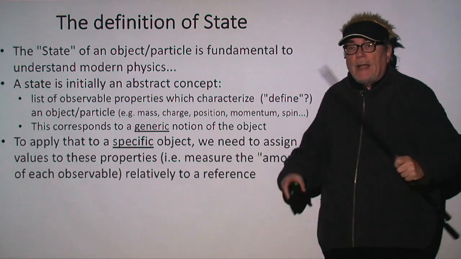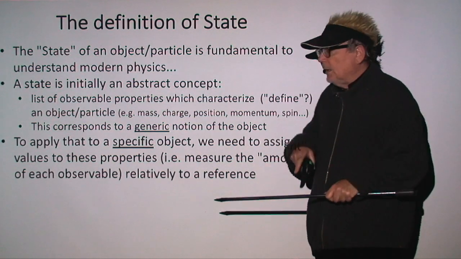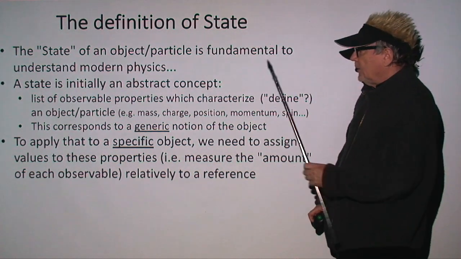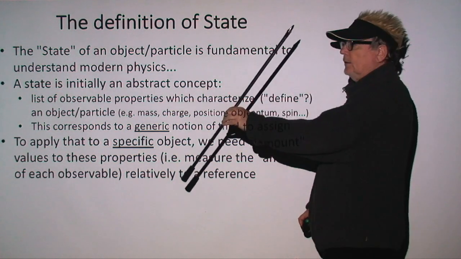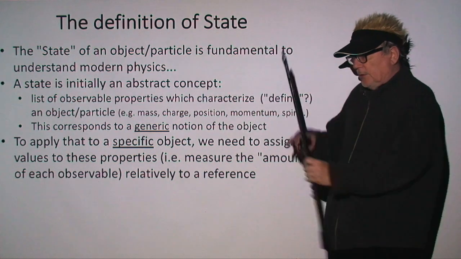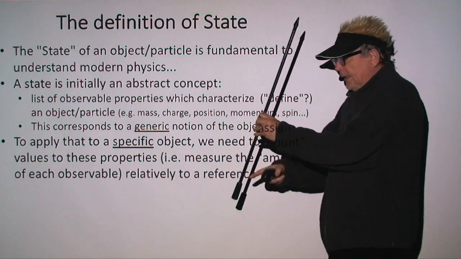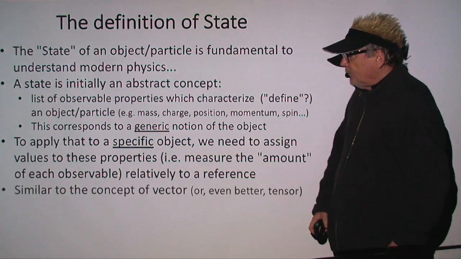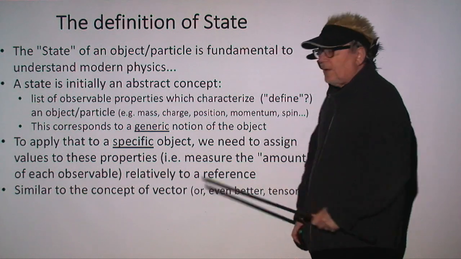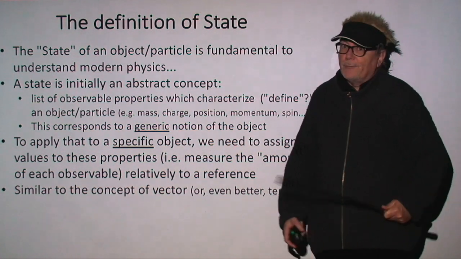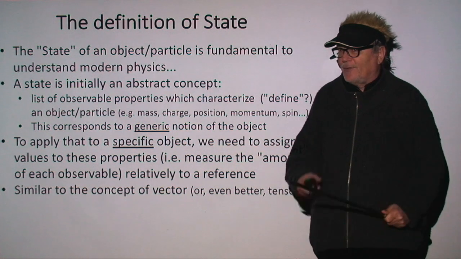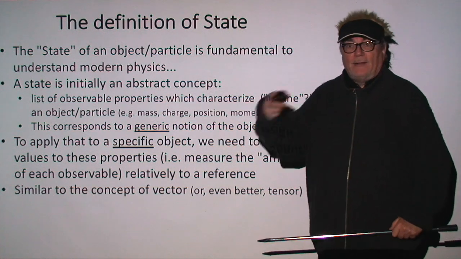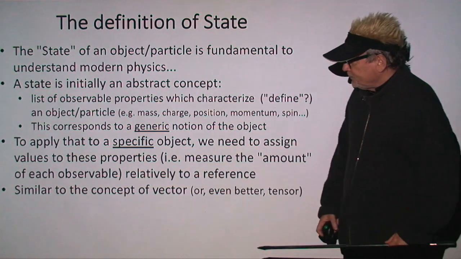Now, on the other hand, when you apply it to a very specific object or particle, then you have to assign values to those properties. In other words, you have an abstract thing, and then you say, okay, I'm talking specifically about this one, and then I have to assign values to the length, the mass, whatever. And if we think about it, it's very similar to the concept of vector in the mathematical world. This is important because we're going to talk about isomorphism again, between the physical world and the mathematical world. So we have to understand that.